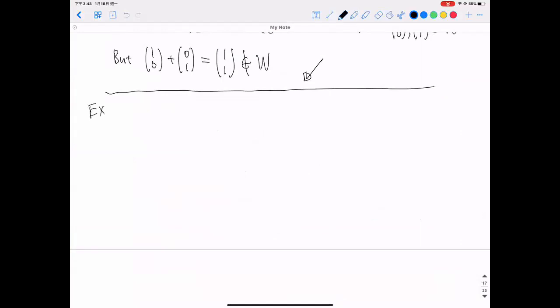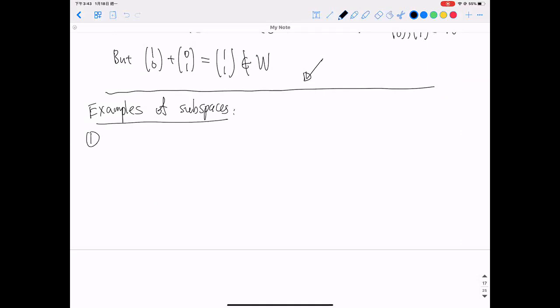Okay, now the next thing we want to consider is more systematically exploring examples of subspaces. Okay, so here's the first kind.